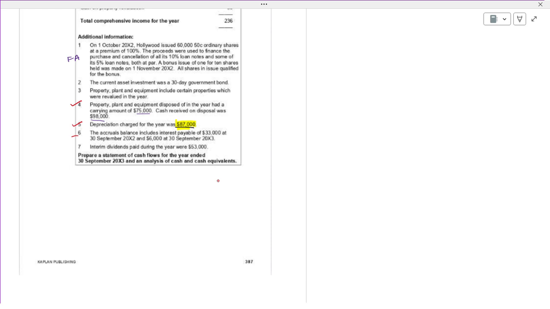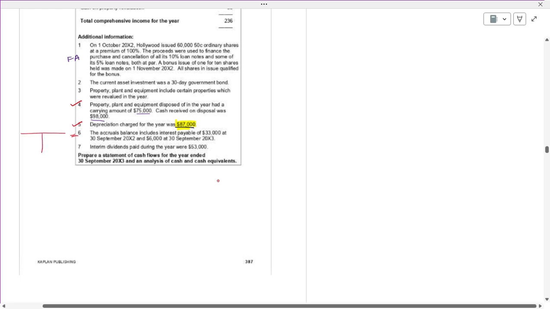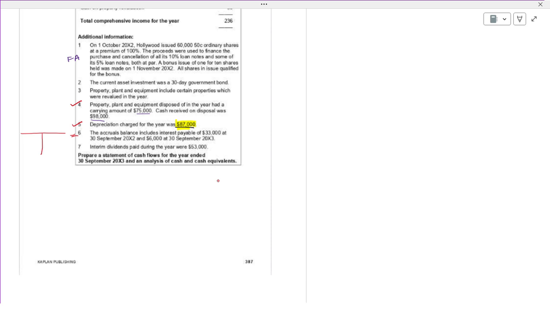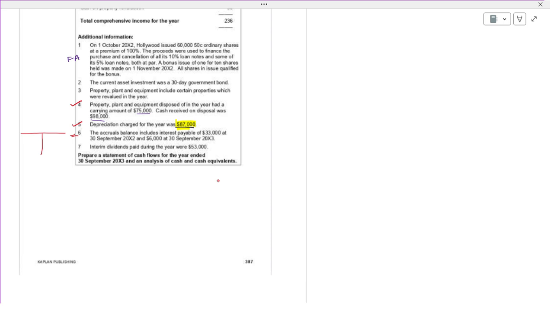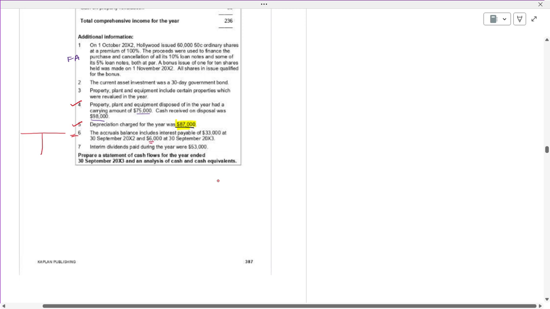The accrual balance includes interest payable 33. See, I am putting a small T account here; make it a practice. Accrual, how much is the opening balance? It is a liability, 33. The opening balance is 33. But how much is the closing balance? It includes 6,000. So 33 is the opening balance of the accrual liability.